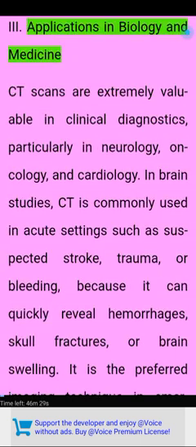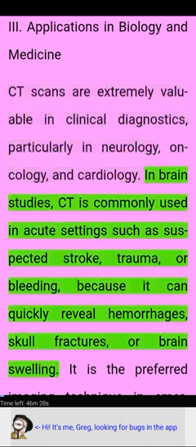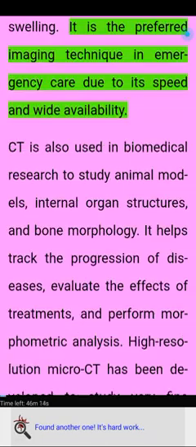3. Applications in biology and medicine. CT scans are extremely valuable in clinical diagnostics, particularly in neurology, oncology, and cardiology. In brain studies, CT is commonly used in acute settings such as suspected stroke, trauma, or bleeding, because it can quickly reveal hemorrhages, skull fractures, or brain swelling. It is the preferred imaging technique in emergency care due to its speed and wide availability.